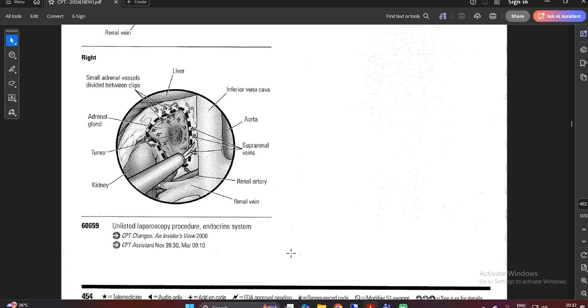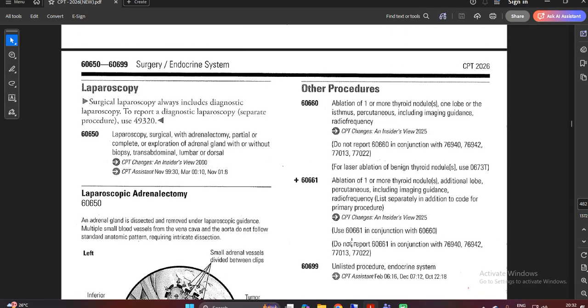No. Why? Because it is a laparoscopy unlisted code, the approach is different. Correct. So you can't use this one for open approach. You need to use this unlisted code only for a laparoscopic procedure. Simple. Okay.